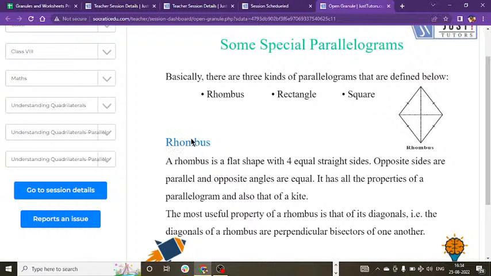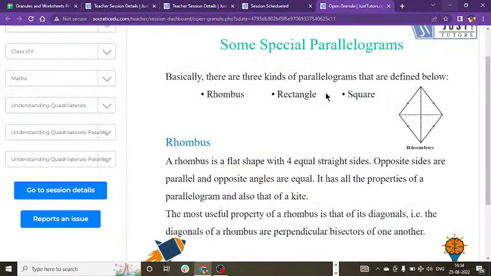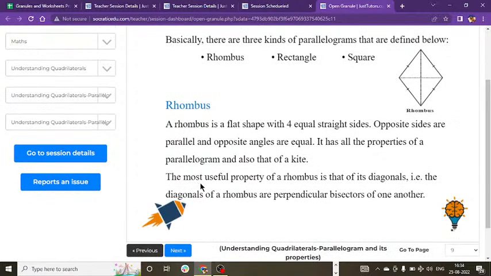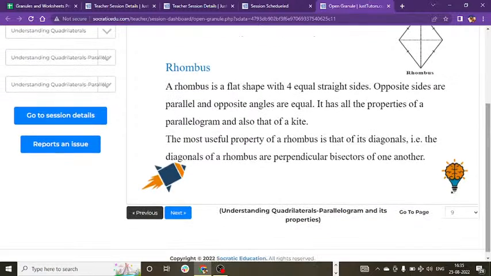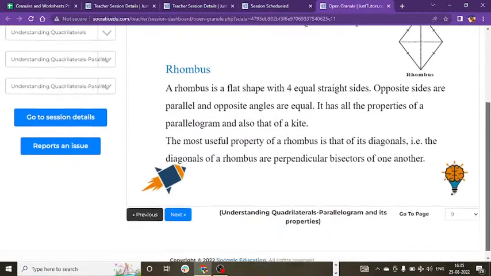Okay, so I hope you are clear till here about rhombus. So next हम चलते हैं. The most useful property of a rhombus is that of its diagonals. That is, the diagonals of the rhombus are perpendicular bisectors of one another. So ये जो diagonals दिख रहे हैं, they are all perpendicular to each other. Okay, so you have to keep this in your mind.